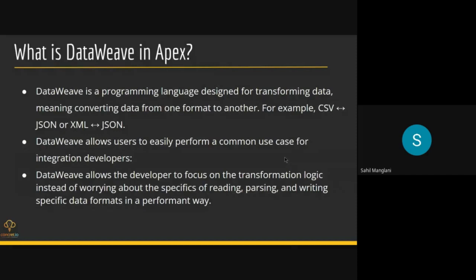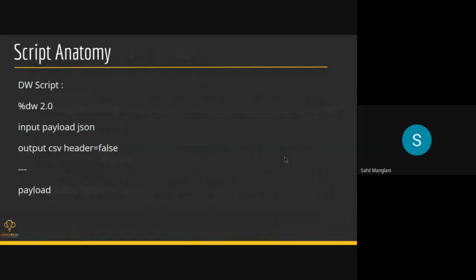Now, what is script anatomy? Script anatomy is the structure of DataWeave, how we design the DataWeave script. First we keep the DataWeave version, then we keep the input, what kind of input payload we are giving, and what kind of output payload we want to get from DataWeave.